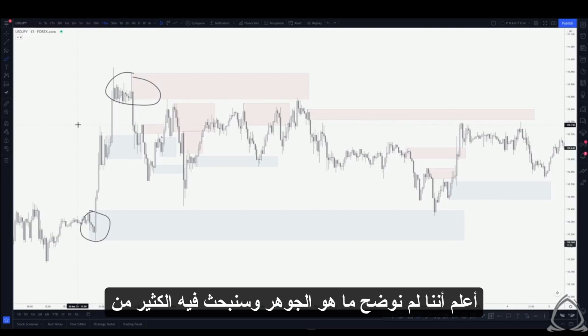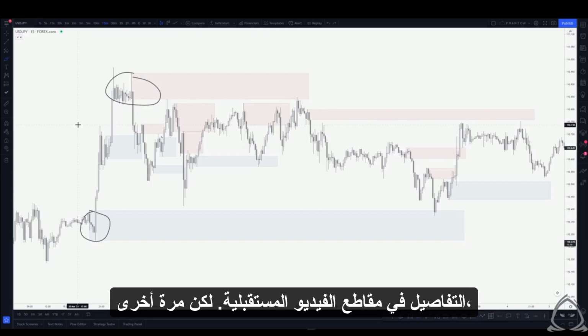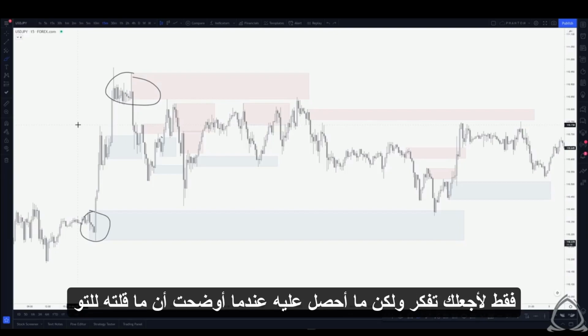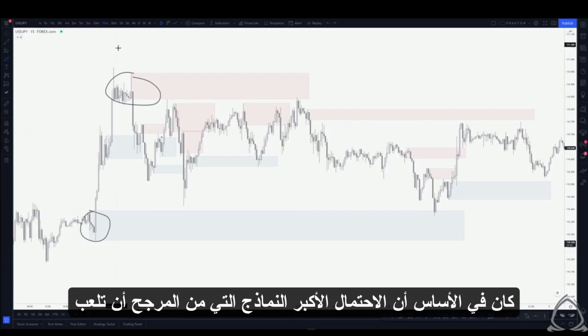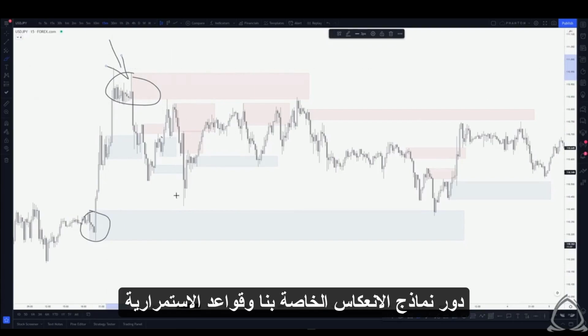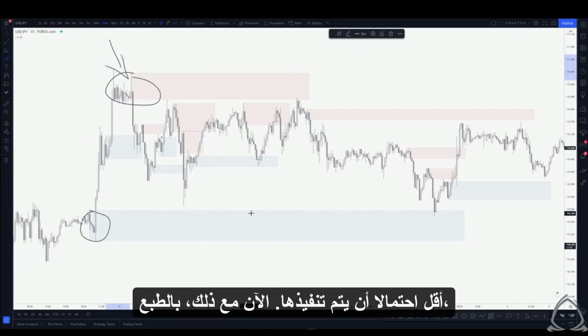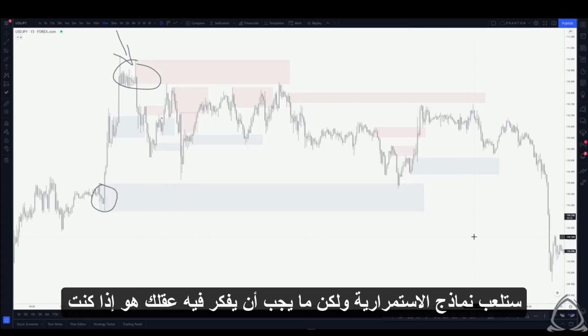I know we haven't explained what liquidity is, and we will dig into that in a lot of detail in future videos, but again, just to get you thinking. What I'm getting at with what I just said is basically that the higher probability models that are more than likely to play out are the reversal models, and the continuation models are a little bit less likely to play out. Now, with that said, of course, continuation models are going to play out.